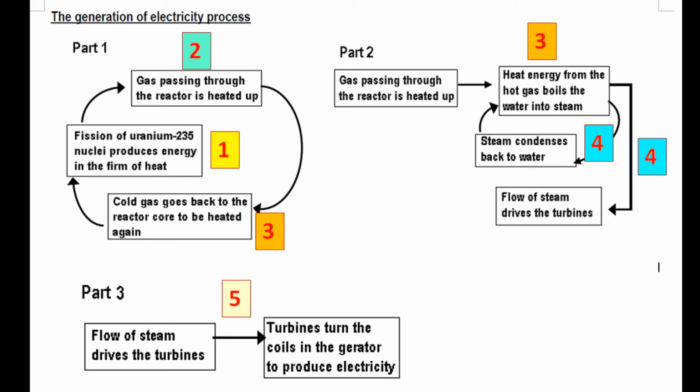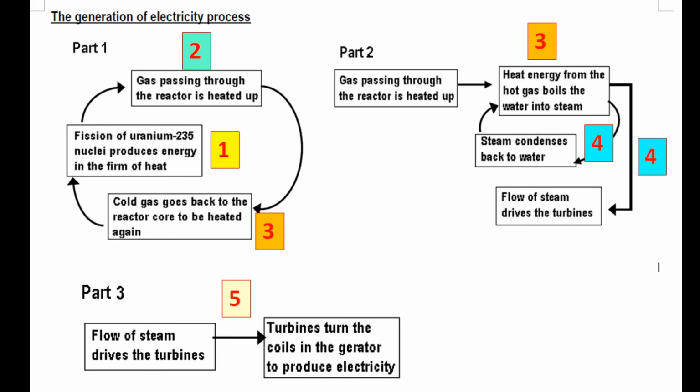Okay, number 2. Number 2, there's a gas passing through. Okay, number 3 here. Number 3, cool gas go back. Remember number 3, we got 2 situations. Now this one is number 3 also. Part 4 also got 2 situations. Steam go back, another steam go to drive the turbine. Last one, 5 is go to generate electricity.